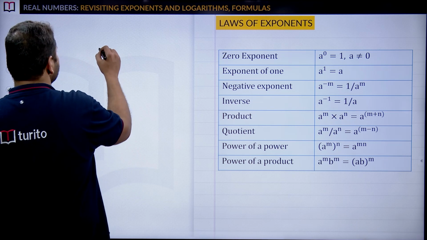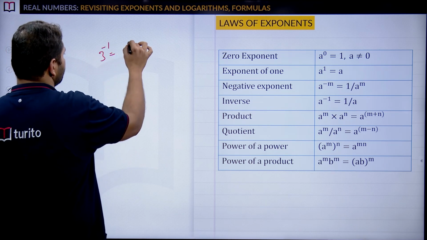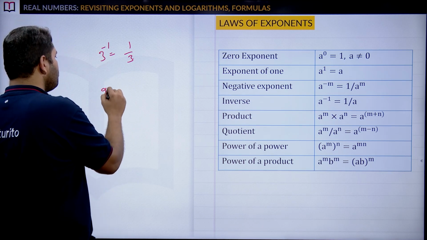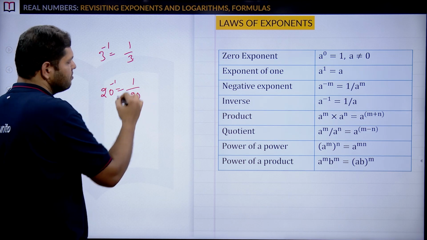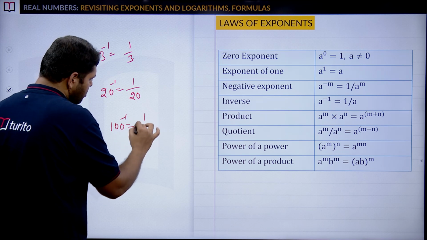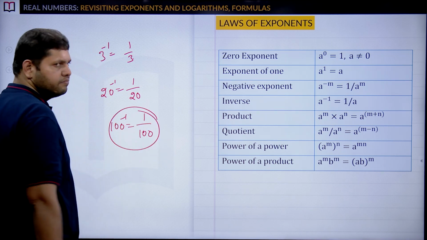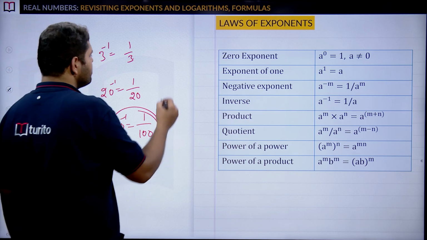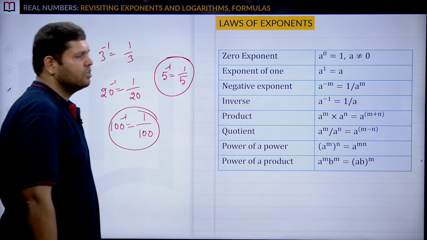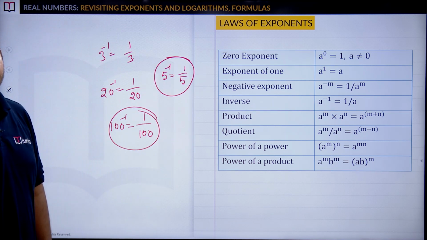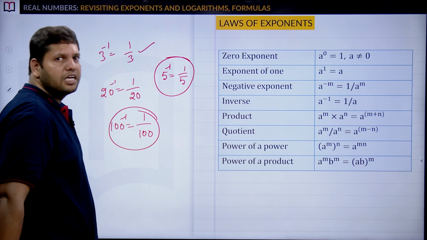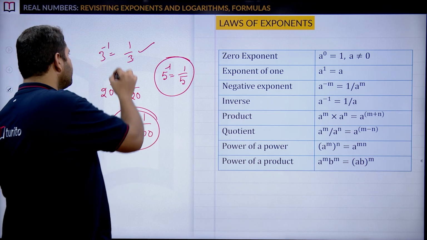Next one, children, inverse. So what is the inverse? Very simple. 3 to the power of minus 1, we can write directly 1 by 3. You can write 20 to the power of minus 1 as 1 by 20. Or you can write 100 to the power of minus 1 as 1 by 100. You can write 5 to the power of minus 1 as 1 by 5. So it is called inverse exponent. Are you getting my point, children? The exponent value is minus 1, so we can call it inverse exponent. So the number will come directly in the denominator.